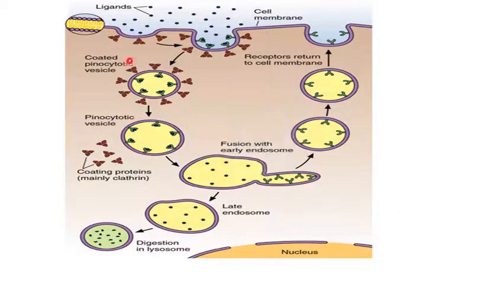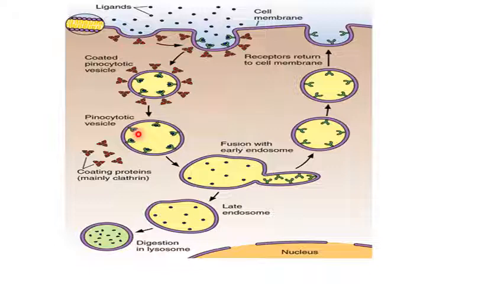This is a very nice picture. Here is the cell membrane, here is the clathrin, and this is the ligand. The green is the receptor. The clathrin will change the pit into a vesicle. So this is the cell membrane containing the receptor and the ligand, and from outside is the clathrin.